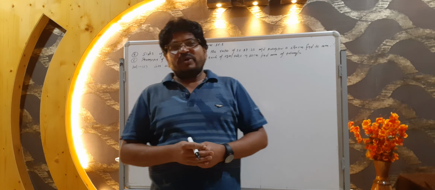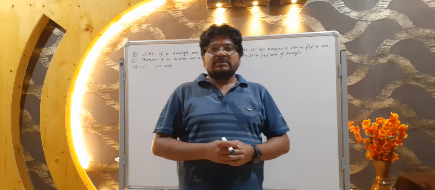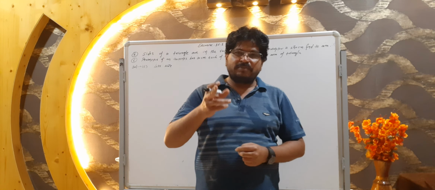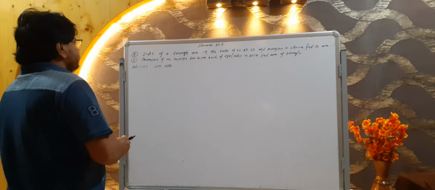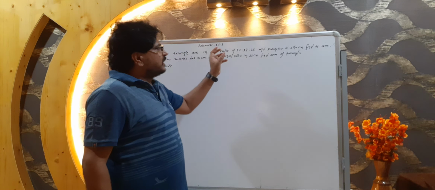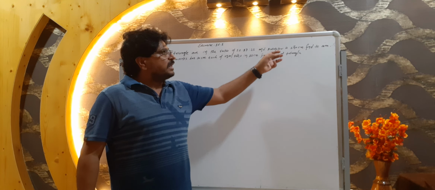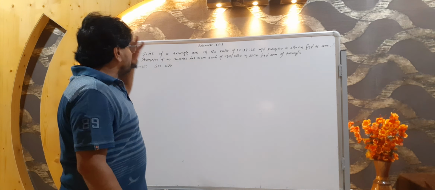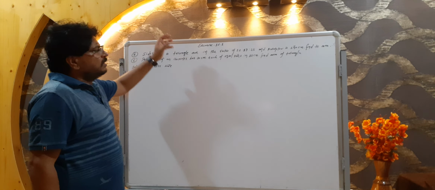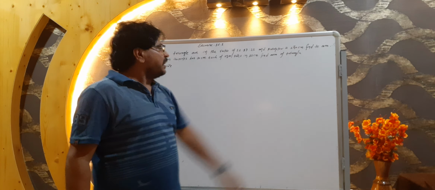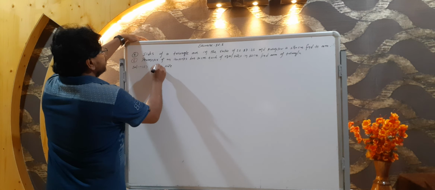Our Heron's formula chapter is going on. Exercise 12.1. Today we are going to solve, as per the NCERT book, question number 5. Let's see what is given in question number 5. Sides of a triangle are in the ratio 12:17:25 and perimeter is 540. We have to find its area. Simple question, no problem. Sides are given in the form of a ratio as well as the perimeter, and we have to find out its area.